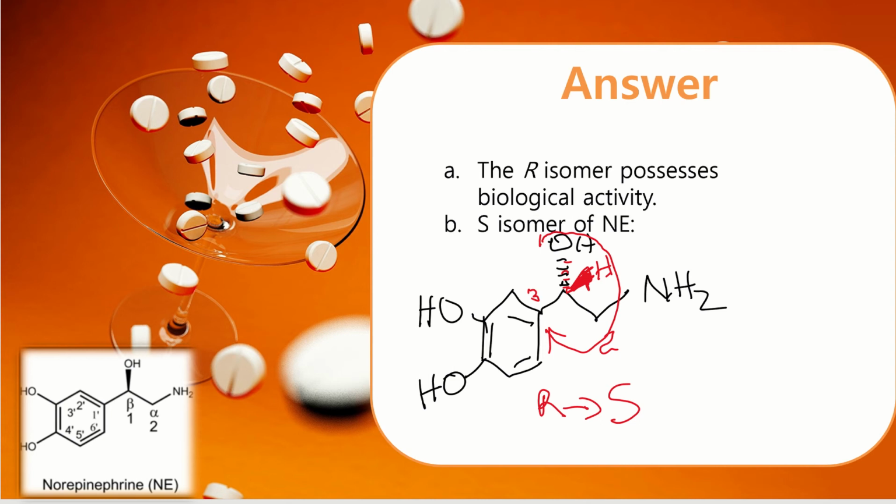The other way to do it is to do the rotation in your mind and then assign the priorities, and follow the numbers. If it's clockwise then it's R, if it's anti-clockwise then it's S. So this is an easy way: if the group that should be at the back is at the front, coming towards you, then you go ahead and assign the priorities and follow the movement from 1, 2, 3, and whatever you get, the actual configuration is the opposite of that. All right, so that is one way to do it.